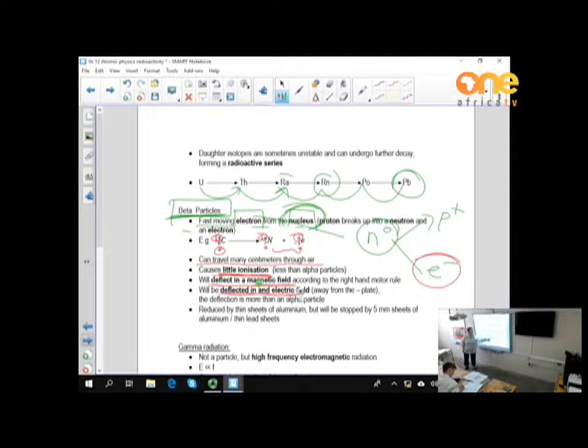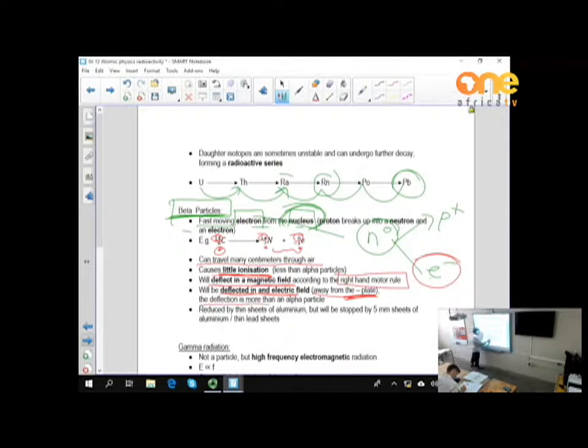If we look at the deflection in the electric field, we find that this particle is going to be repelled from the negative pole and it's going to go towards the positive electrode or plate. So, it will be deflected in an electric field away from the negative. In a magnetic field, it's simply going to be deflected according to the right-hand motor rule, because the right-hand motor rule is for electron current. And then we will say, well, the deflection of the electron is at right angles to the direction of movement and the magnetic field. All right.